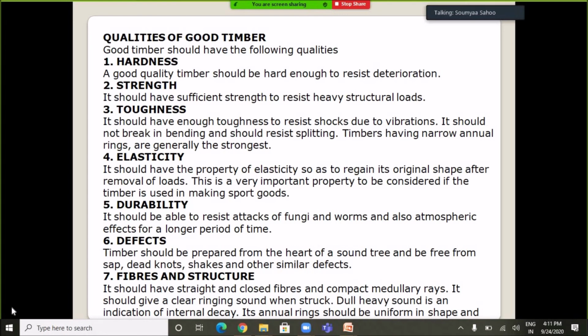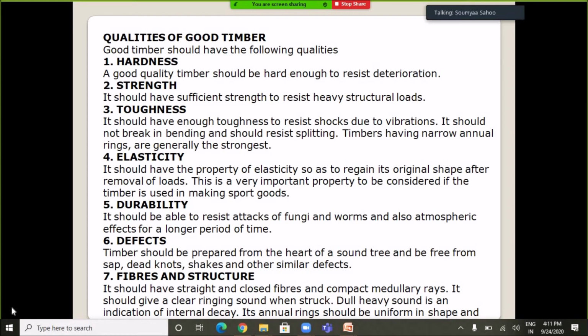Next quality is elasticity. The timber should have the property of elasticity so as to regain its original shape after removal of loads. This is a very important property to be considered if the timber is used in making sports goods. Next quality is durability. The timber should be able to resist attacks of fungi and worms and also atmospheric effects for a longer period of time.